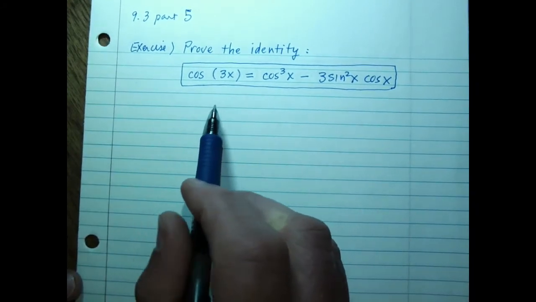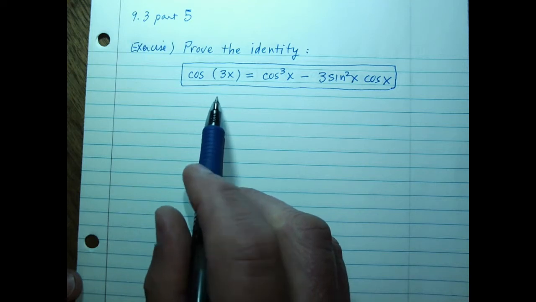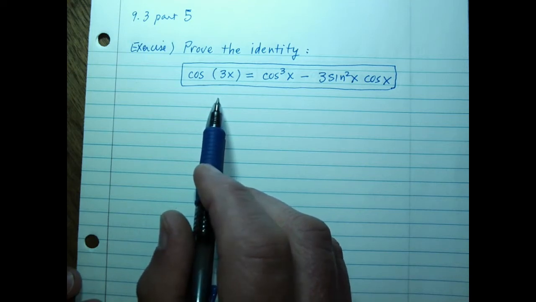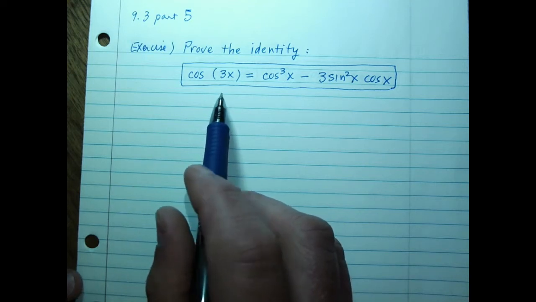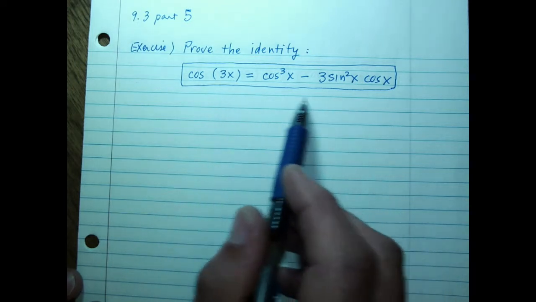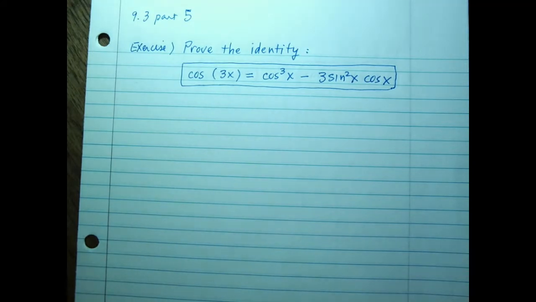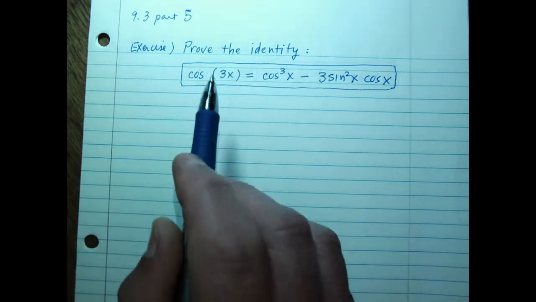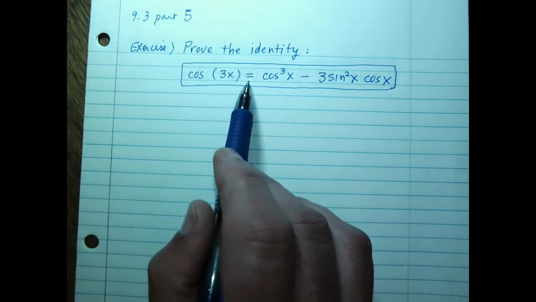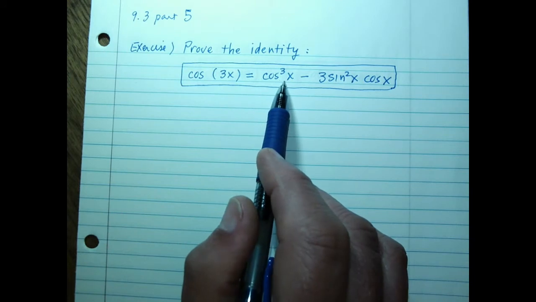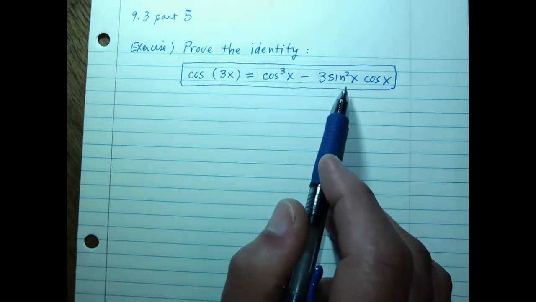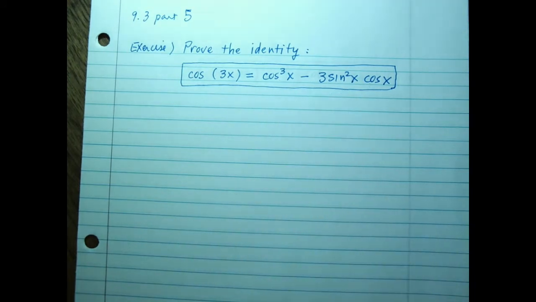So we're wandering back to this whole idea that we were exploring at the beginning of the chapter, where we were proving identities, right? So we know this is true, we're just proving it. We're not prove or disprove, so that's good news. But how do we get started on something like this? Look at this mess. Cosine 3x equals cosine cubed x minus 3 sine squared x times cosine. Like, I've never seen anything like that before.